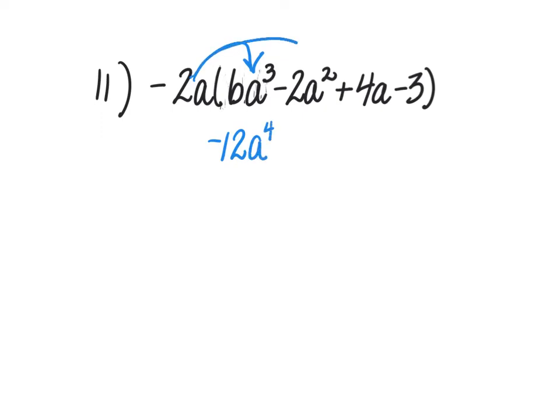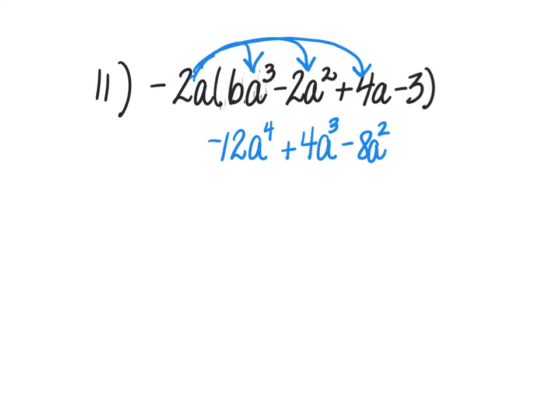Then we'll distribute the negative 2a to the negative 2a squared. Negative 2 times negative 2 is a positive 4. We'll keep that base of a and add the powers. 1 plus 2 is 3. We'll distribute the negative 2a to the 4a. Negative 2 times 4 is negative 8, and then we'll add the exponents on the a. 1 plus 1 makes 2.